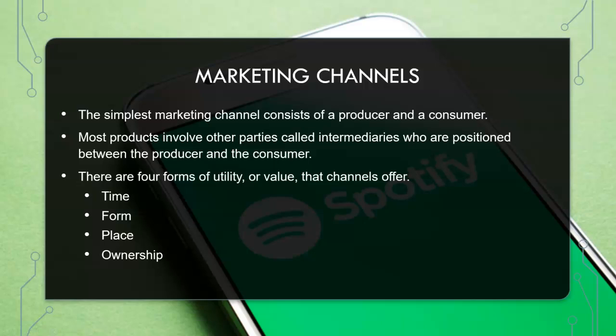Marketing channels, what are they? The simplest marketing channel consists of a producer and a consumer. Most products involve other parties called intermediaries, who are positioned between the producer and the consumer. There are four forms of utility or value that channels offer. So, in other words, channels are there to save time, create form, make a place, and then create ownership as well.